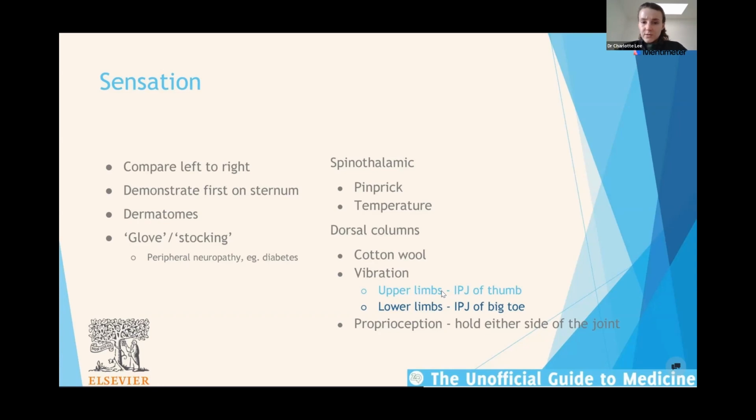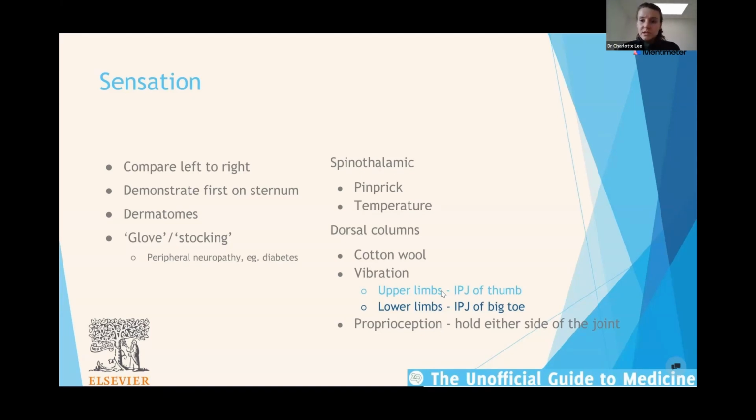So you'll be doing all of these things: pinprick, temperature, cotton wool in the dermatomes, and then vibration and proprioception you'll be doing distally initially, and if that's fine, then you can be reassured by that. Also bear in mind if there is any reduction in sensation, particularly distally, you might want to start thinking about a glove or stocking distribution of paresthesia.